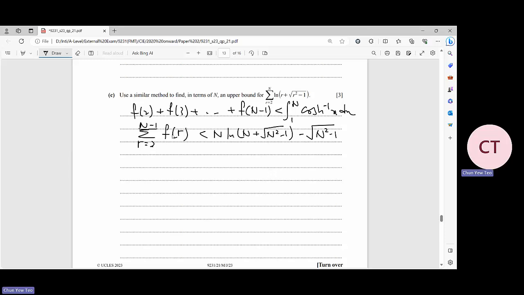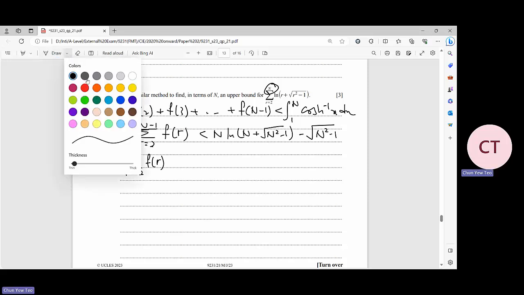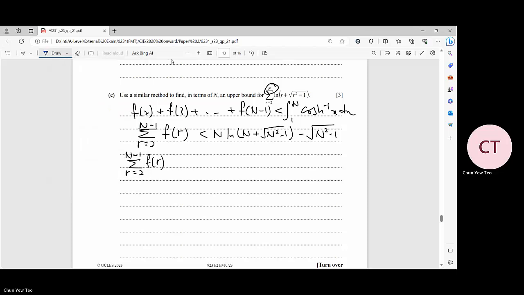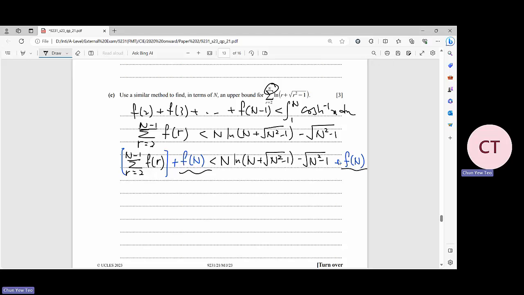But the series starts from until n. So what you need to do now is from here, you plus Fn. So in order to remain balanced, this one you must also plus Fn. Okay. So based on the previous relationship, this is what you should do. Your left hand plus this, your right hand also plus this.